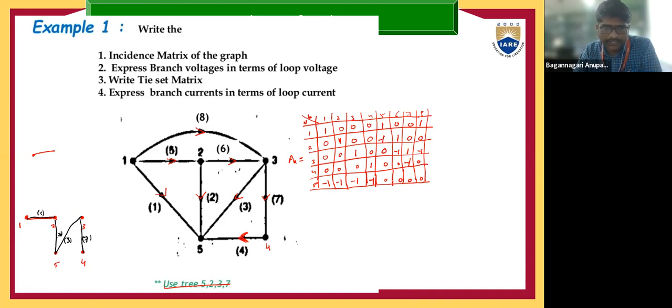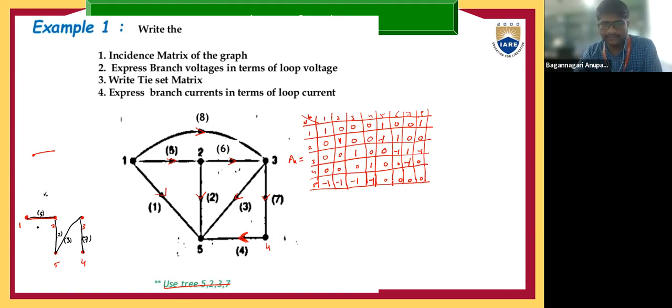There is no fixed condition that you must use only these branches. I solved for these and just gave a hint. You can take any other tree, whatever tree you wish to draw, your own diagram, and then go for writing a Tieset matrix. Is that clear? I just gave this reference for commonality, because if I write it on the board, it will be final.